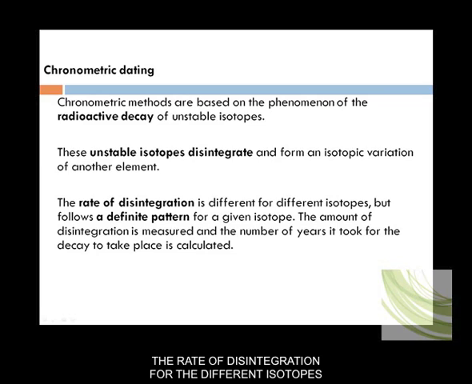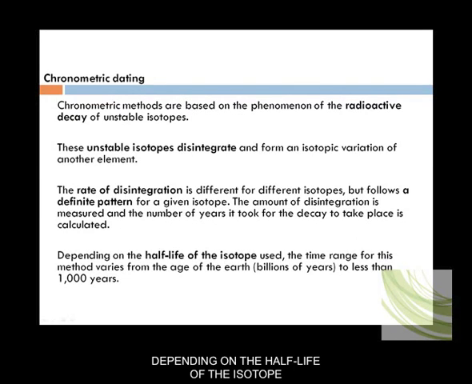The rate of disintegration for the different isotopes is different for different elements, but follows a distinctive pattern. So basically, carbon decays at a different rate than potassium or argon. So it allows us to figure out, based on the sample we're looking at, how much disintegration has occurred, how long did it take for that disintegration to occur.